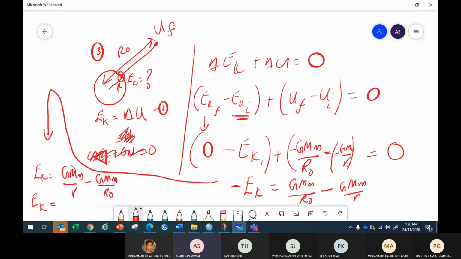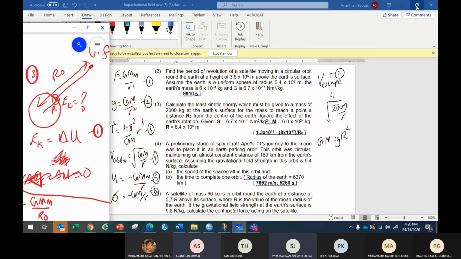Okay, so GMm over R, how much do you get? Negative GMm over R naught. Let me go back to the question. How do you get 1.3 times 10 to the power of 11? That should be your GMm over R. G is given, M the mass of the planet is given, small m is given. Yeah, 2000 kilogram is the small mass. Over R, 6.4 times 10 to the power 6. You should get 1.3 times 10 to the power of 11.